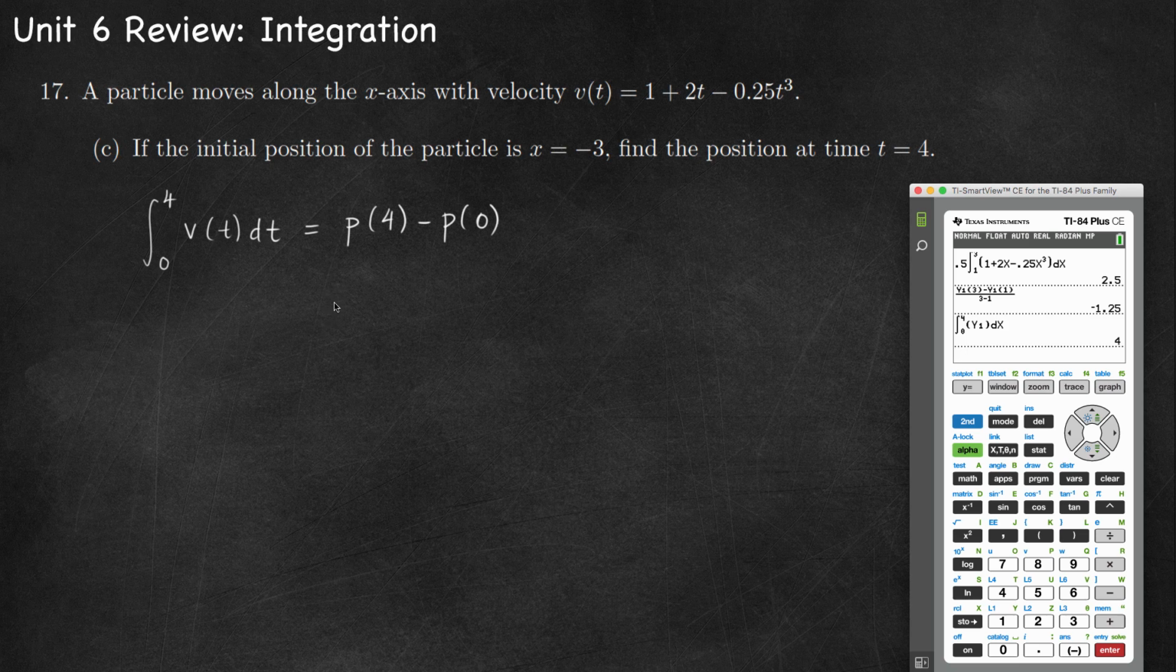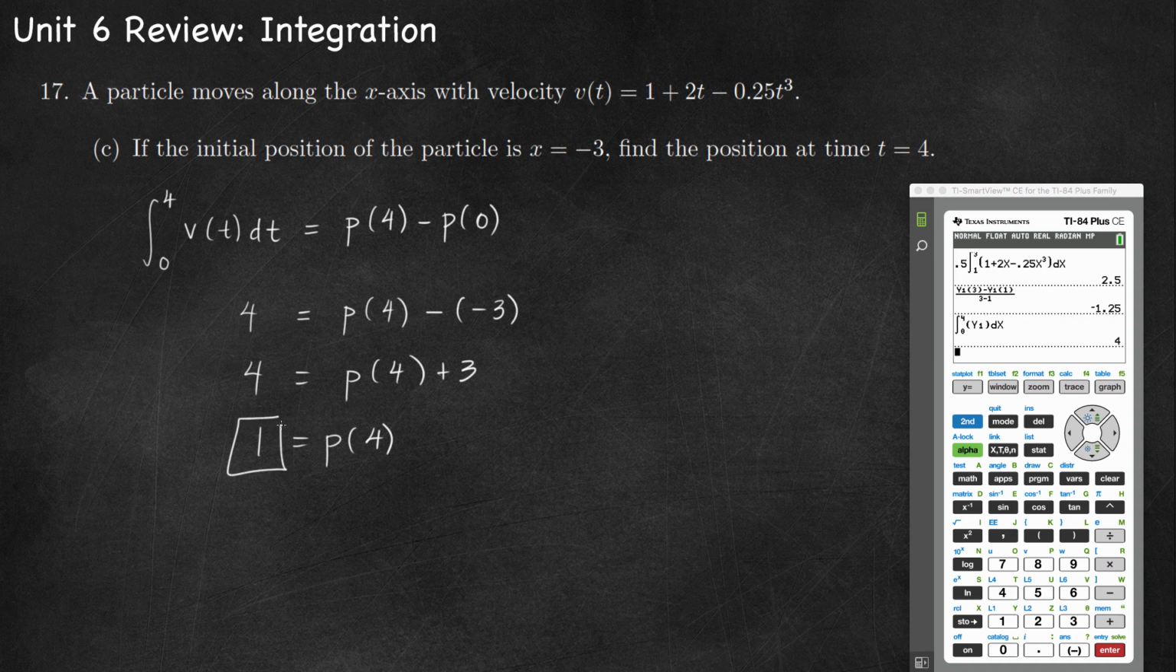And that gives me 4. So I know that 4 is equal to p of 4 minus p of 0. And I know p of 0 is -3. So 4 equals p of 4 plus 3. I can subtract 3 on both sides and I get 1 equals p of 4. So the position when t is 4 is just 1.